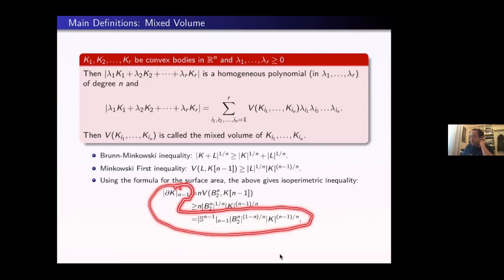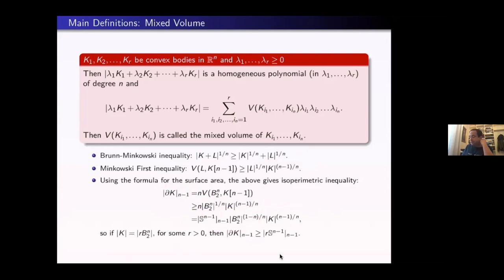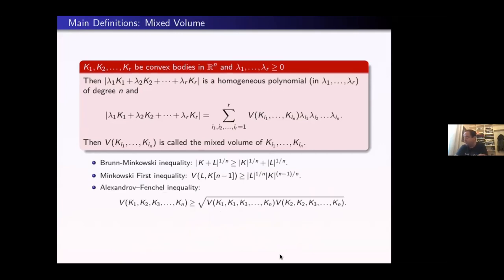If you still don't feel that it's cool, then rewrite it. Simply say that K has the volume of some ball of radius R. If you plug it in here, you will get that if K has the volume of a ball of radius R, then the surface area of K is larger than the surface area of the sphere of radius R. And this is what we call the isoperimetric inequality. So that's one of the ways to use mixed volumes, which I think is quite nice.